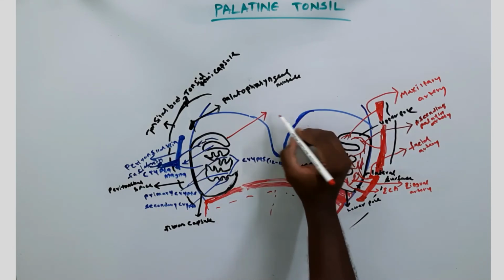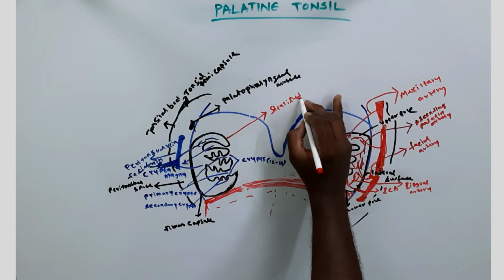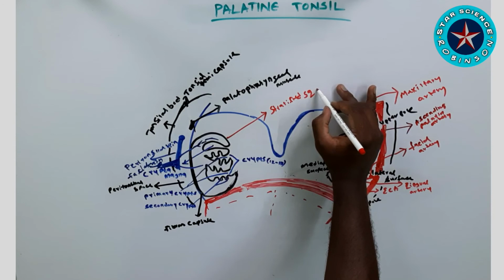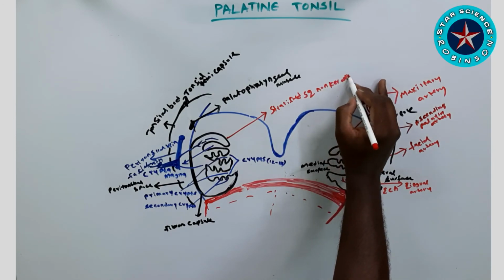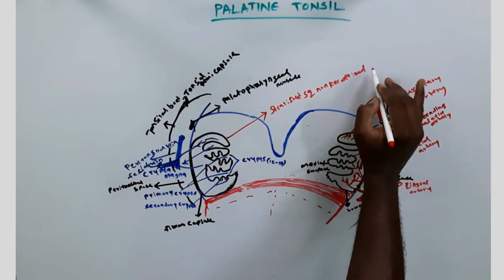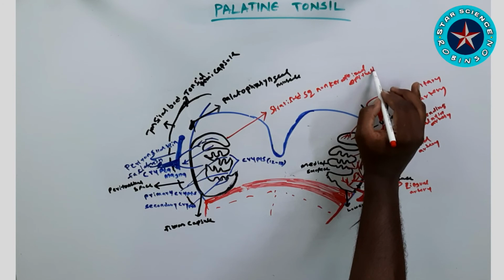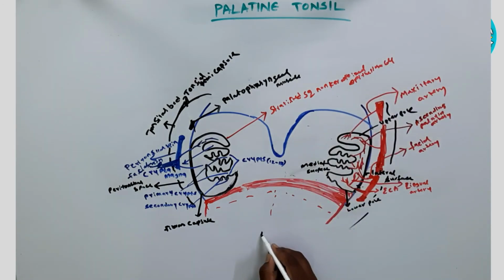Now I am showing you the cells on the palatine tonsils. It is stratified squamous non-keratinized epithelium. Once again, stratified squamous non-keratinized epithelial cells. So this is about the palatine tonsils, functions and anatomy.